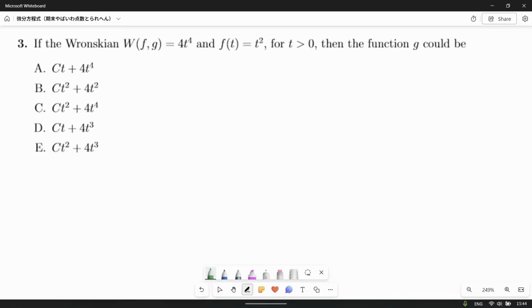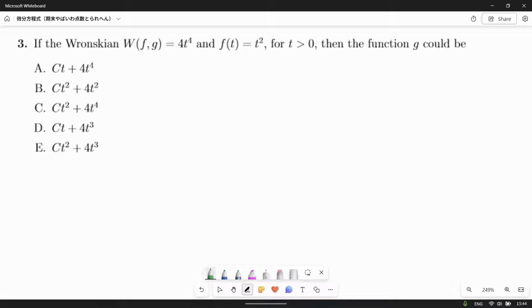So in this question we are dealing with a Wronskian matrix, and a given function f of t is equal to t squared, where t is greater than 0, and it's asking us to figure out what the other function was for this Wronskian matrix that gave us the answer of 4t to the 4th.